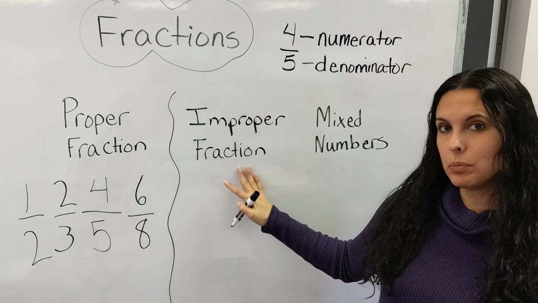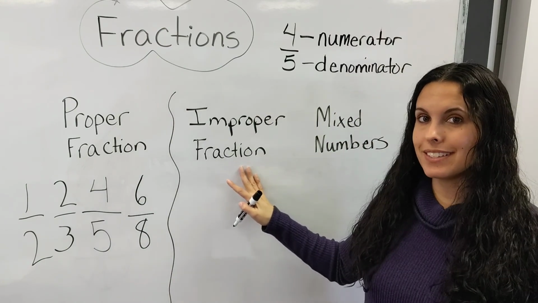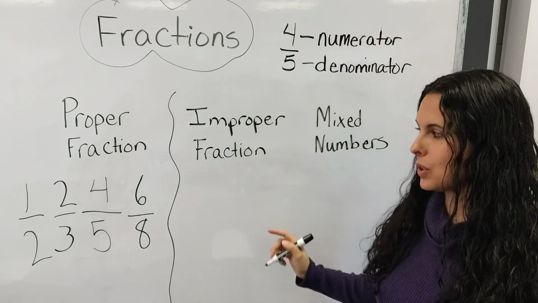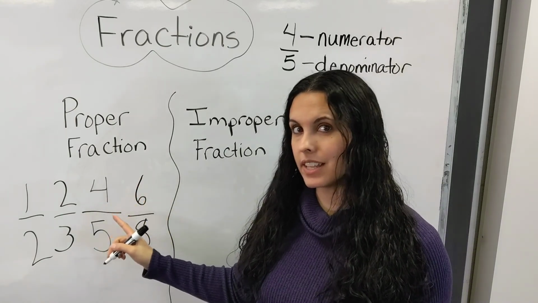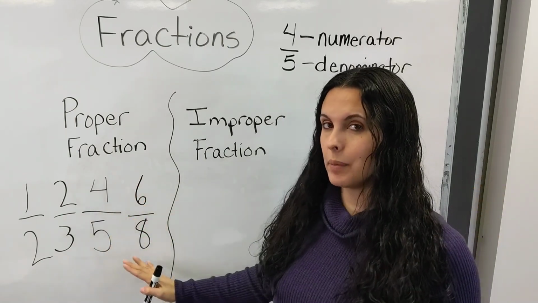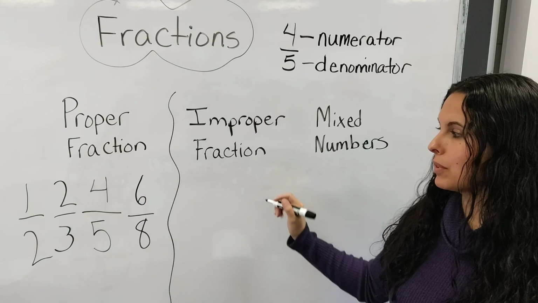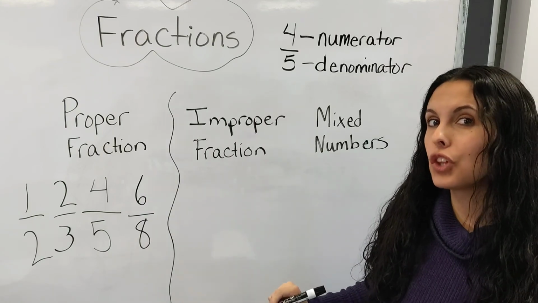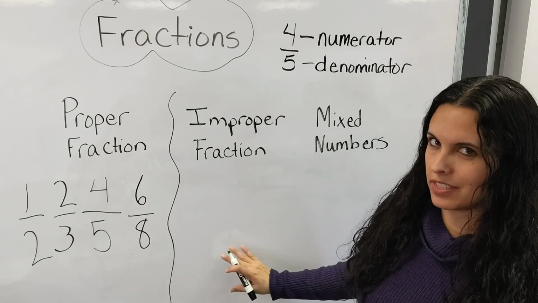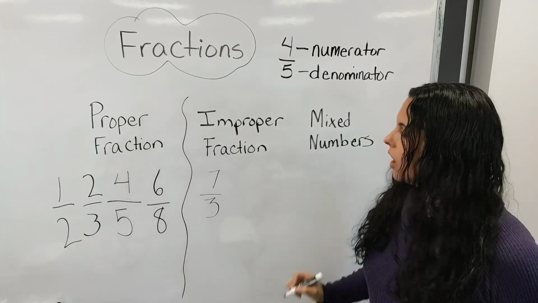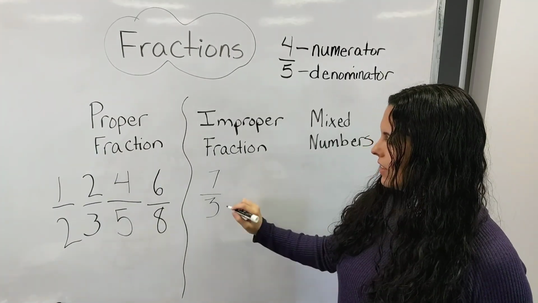So what does improper mean? If im means not, it means it's not proper. So if proper has a smaller numerator than a denominator, an improper fraction is going to have a larger numerator than the denominator. All right, my improper fraction is 7/3.